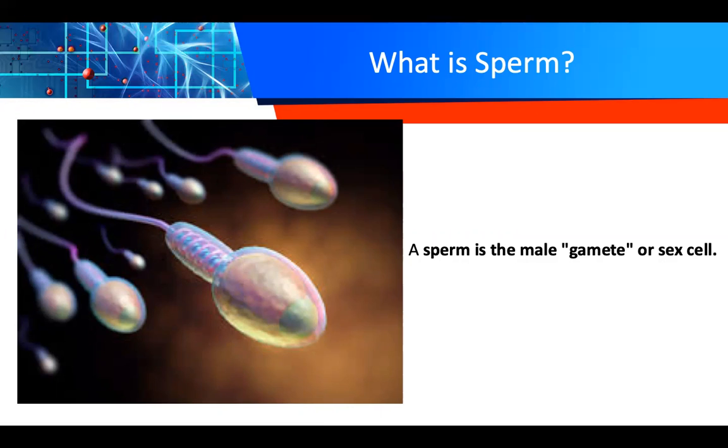As they travel, the sperm mix with the fluid produced by nearby glands. This mixture of sperm cells and fluid is called the semen. The fluid in semen provides an environment where sperm can swim. The semen also contains nutrients that sperm use for energy.